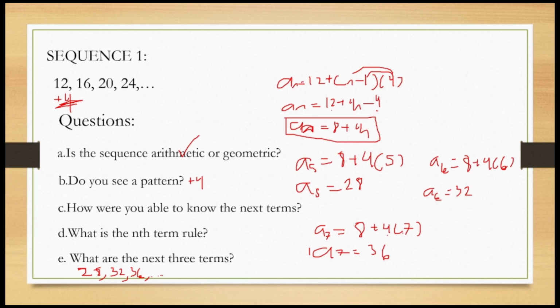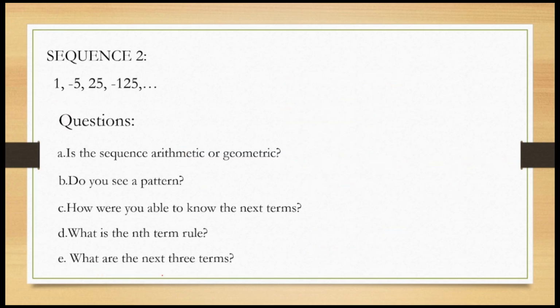So let's move on to the next sequence. For sequence number 2: 1, negative 5, 25, negative 125, and so on. The questions are the same as for the last sequence. So let's start off with A. Is the sequence arithmetic or geometric? Since the pattern here is multiplying by negative 5, we can identify this as geometric.